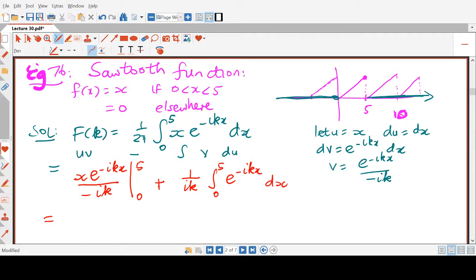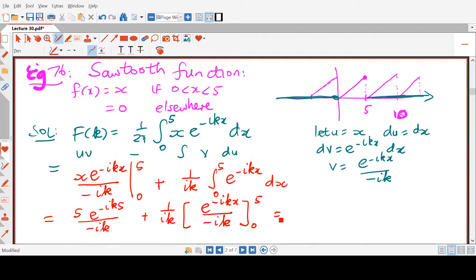Okay, well, for the first one, if I plug in a 5 here, it will be 5e to the minus ik5. Subtract, then plug in the 0 here. You put a 0 here and kill everything, so nothing happens with the 0. So all that happens here is that you have 5e to the minus ik5 over minus ik. On this side, you have 1 over ik. Integrate this now, e to the minus ikx over minus ik, 0 to 5. Same kind of story here.